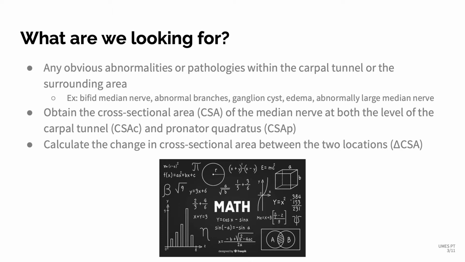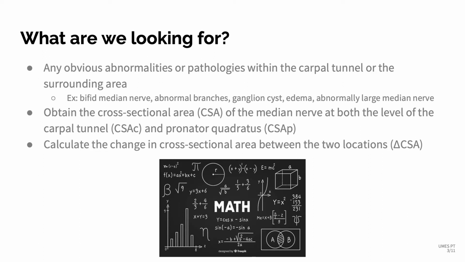So what are we looking for? Any obvious abnormalities or pathologies within the carpal tunnel or the surrounding area. Example, bifid median nerve, abnormal branches, ganglion cyst, edema, or an abnormally large median nerve. Obtain the cross-sectional area of the median nerve at both the level of the carpal tunnel and the pronator quadratus, and then calculate the change in the cross-sectional area between the two locations.